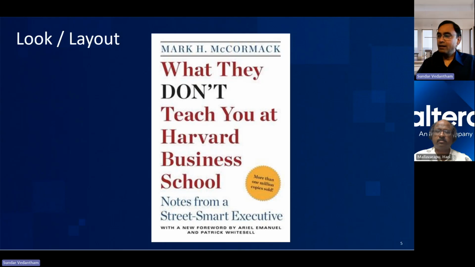But by titling it simply What They Don't Teach You at Harvard Business School, it sets up some tension, or it gives you a sense that they are revealing some secrets that nobody knew about so far outside Harvard, and so it brings some energy and interest and curiosity in the audience and makes them buy the book. Same thing applies to presentations also.